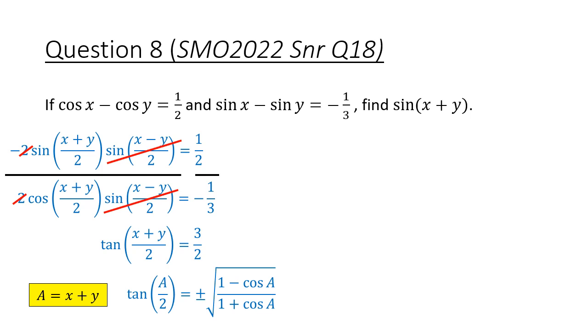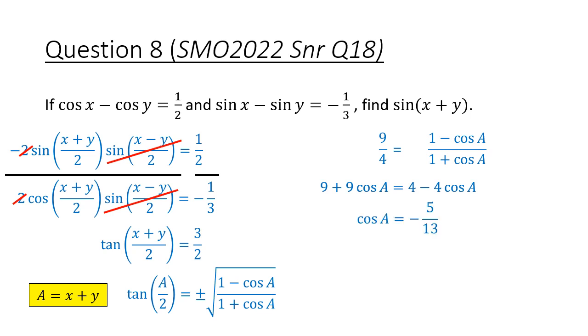Our aim is to find sine a. So what we can do is square both sides. We will get 9 over 4 equals (1 minus cos a) over (1 plus cos a). So we can cross multiply. This will give us 9 plus 9 cos a equals 4 minus 4 cos a. So we bring all the cosine a's on one side, all the constant terms on the other side. Making cos a the subject, we get cos a equals negative 5 over 13. If we construct the reference angle for a, you'll see that the adjacent is negative 5, the hypotenuse is 13, the opposite is 12. So sine a will be equal to 12 over 13.